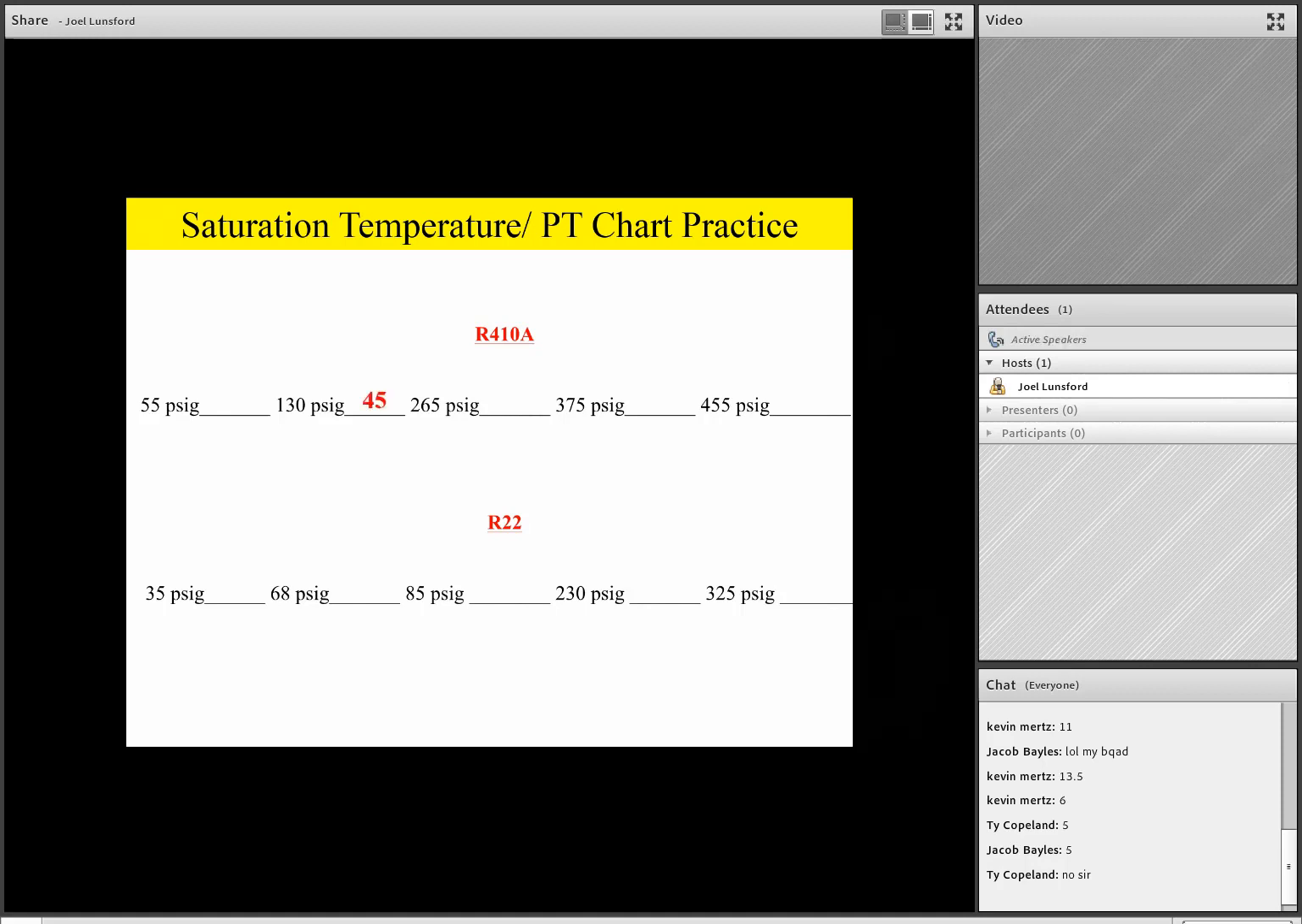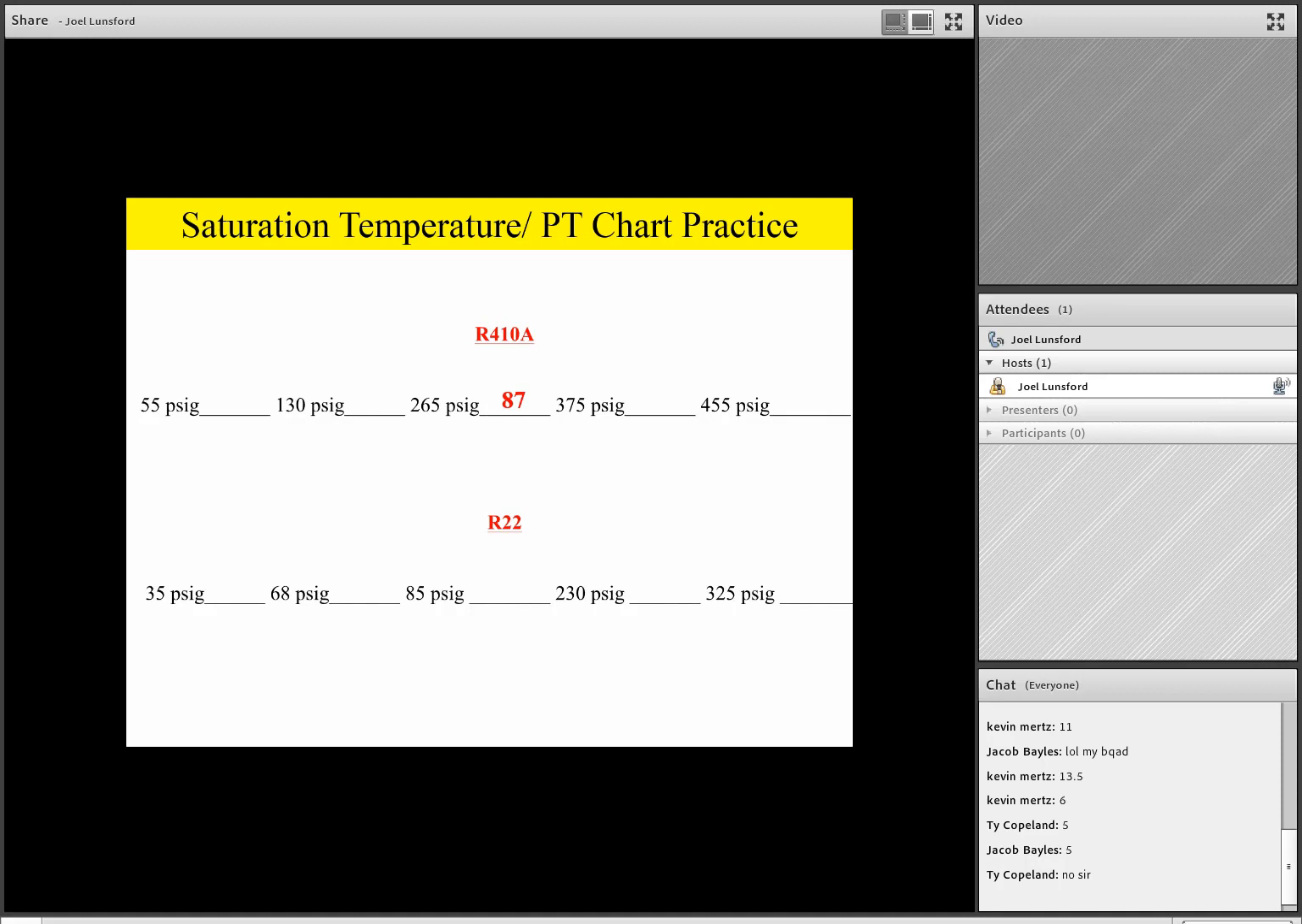That is correct, 45 degrees. At 265 pounds of pressure, help me out. At 265, what is the temperature that refrigerant is changing state in the condenser coil? That is correct, 87 degrees.